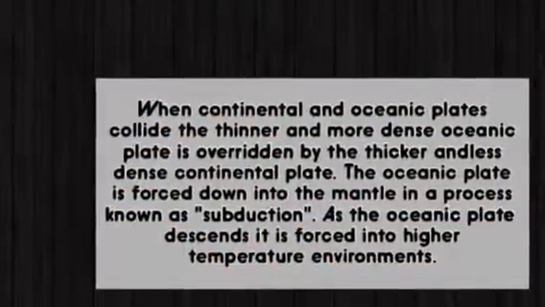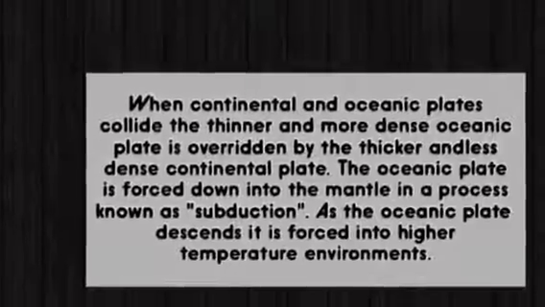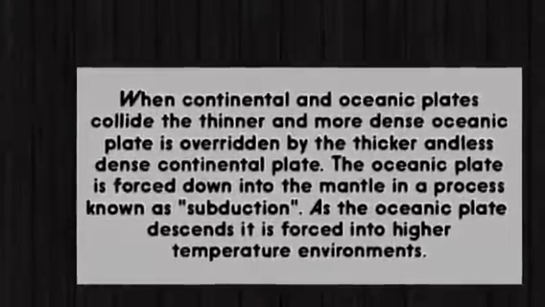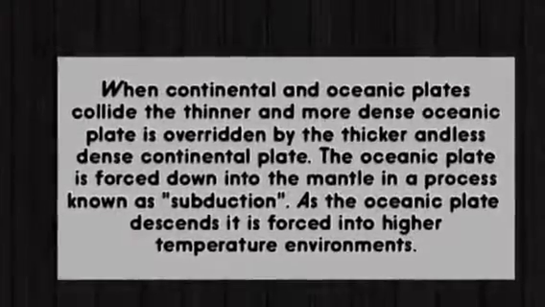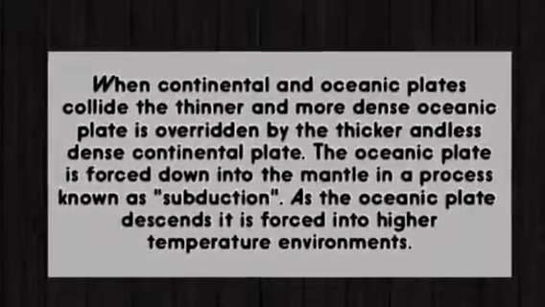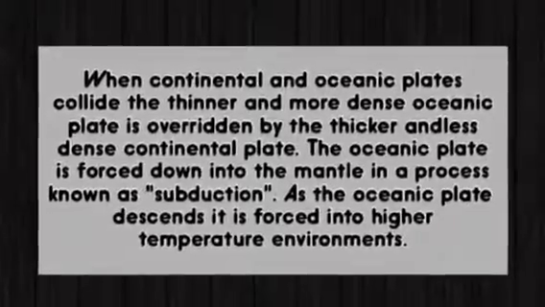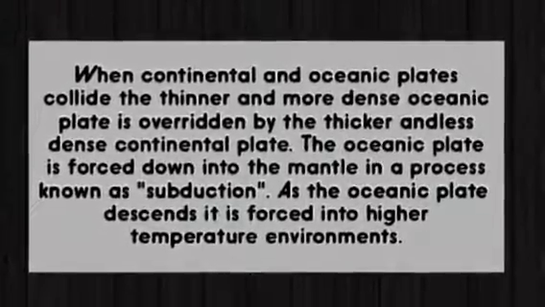Continental and oceanic plates collide. The thinner and more dense oceanic plate is overridden by the thicker and less dense continental plate. The oceanic plate is forced down into the mantle in a process known as subduction. As the oceanic plate descends, it is forced into higher temperature environments.